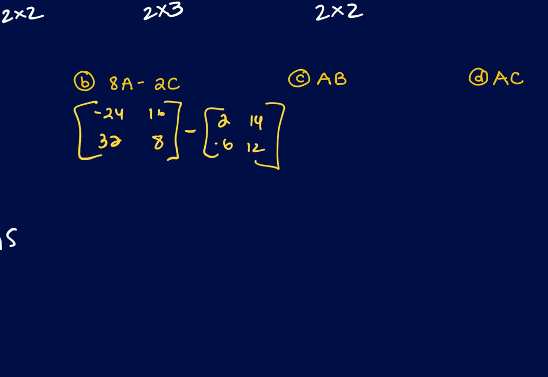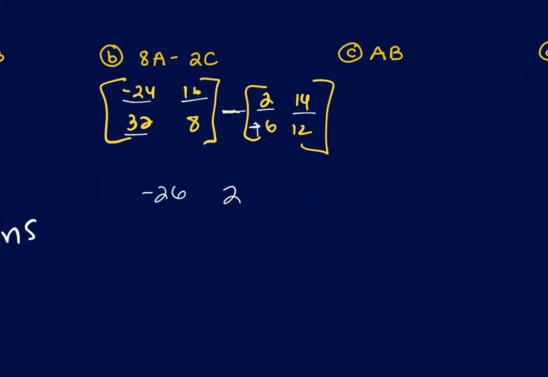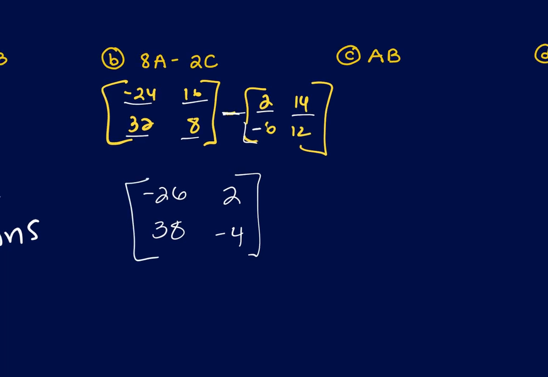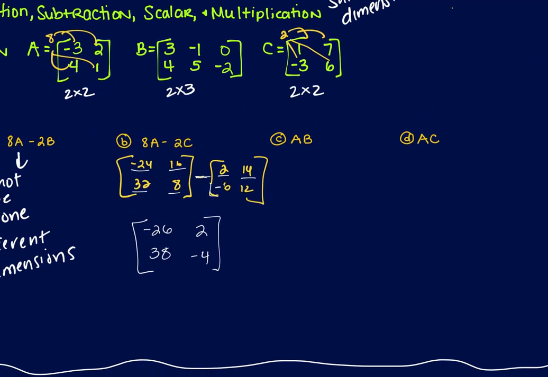And then I'm subtracting. So negative 24 minus 2 is negative 26. 16 minus 14 is 2. 32 minus a negative 6 would become a positive, 32 plus 6, which would be 38. And then 8 minus 12, which is negative 4. So again, I distribute a positive 2, and then I subtracted. If you wanted to distribute a negative 2, you can add. It's up to you.